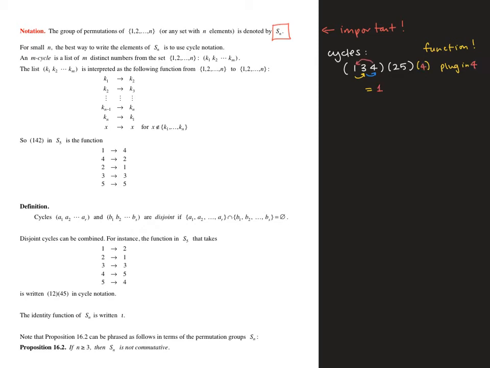Well, we hit a parenthesis, but that really just means go back to the beginning, so 4 goes back to 1. So we can think of 1, 3, 4 as a little 3 cycle. 1 goes to 3, 3 goes to 4, and 4 goes back to 1. Or a tricycle, if you like.